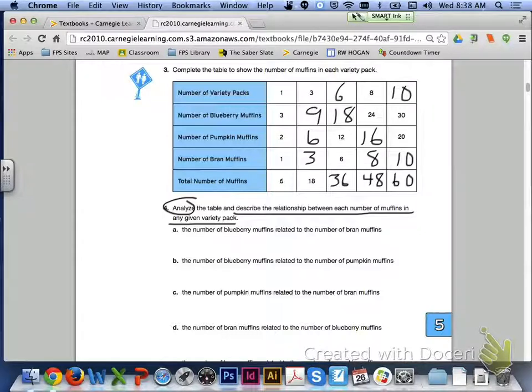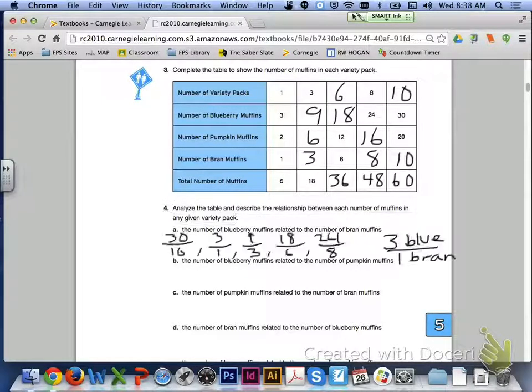Let's take a look at number 4. It asks us to analyze the table and describe the relationship between each number of muffins in any given variety pack. Let's look at letter A together so that we have a good understanding of how we need to do number 4, and then I'm going to let you finish up number 4 on your own.